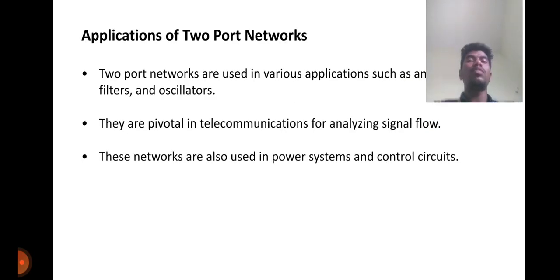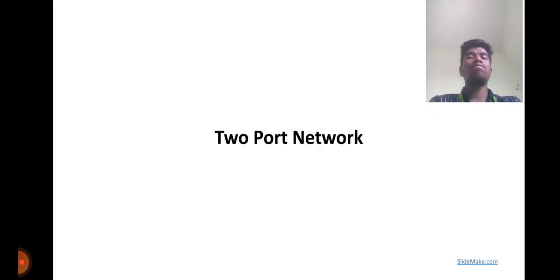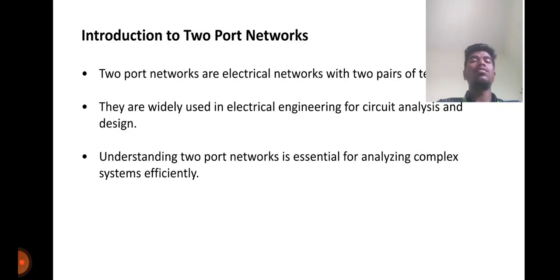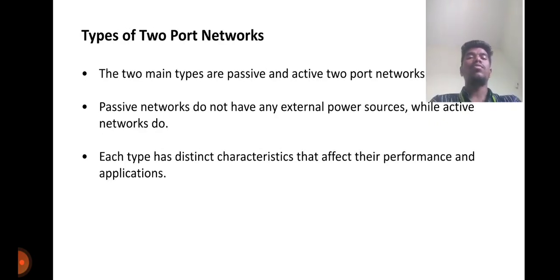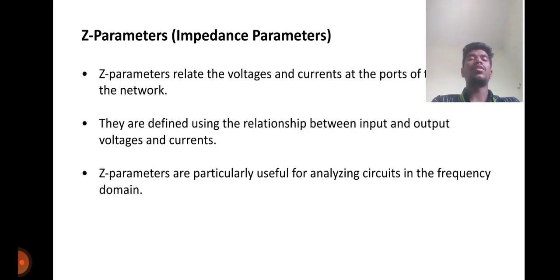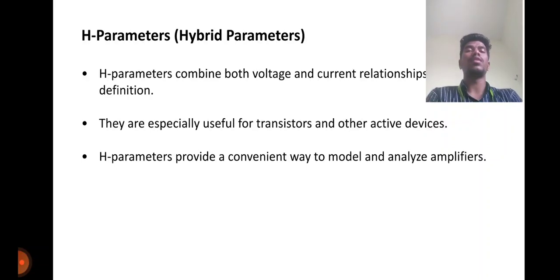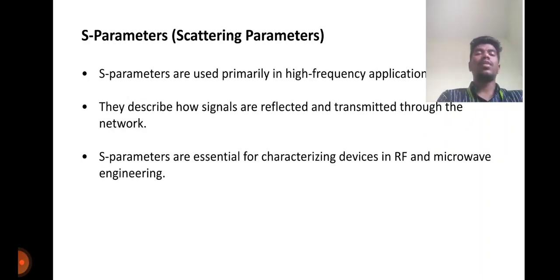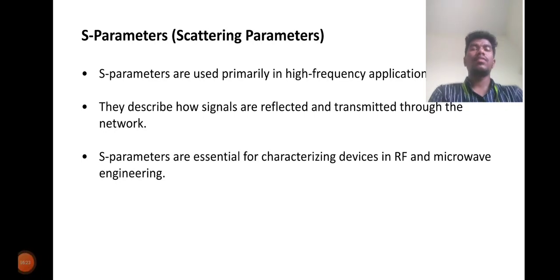Briefly to explain about two-port networks. Introduction to two-port networks. Basic definitions. Types of two-port networks. Parameters of a two-port network: Z parameters, impedance parameters; Y parameters, admittance parameters; H parameters, hybrid parameters; S parameters, scattering parameters.